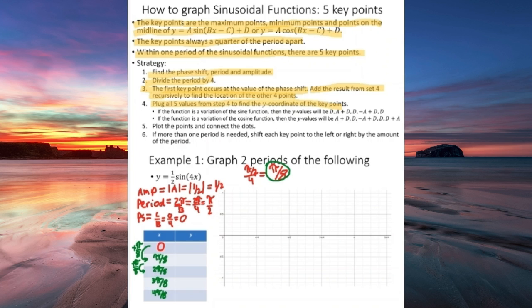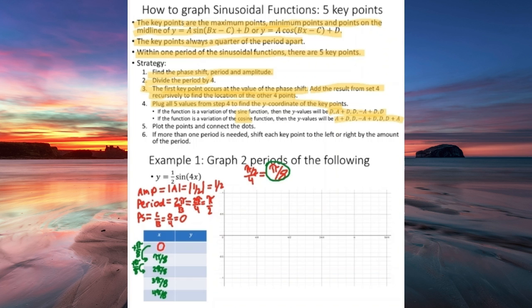Now I'm going to take each of these x values and plug it into my function in order to obtain their y values. Now, depending on what function we're working with, whether it be sine or cosine, there is a pattern that our y value should follow. If we're working with a variation of a sine function, our y value should follow the pattern d, a plus d, d, negative a plus d, and d. If we're working with a cosine variant, our pattern will be a plus d, d, negative a plus d, d, d plus a.